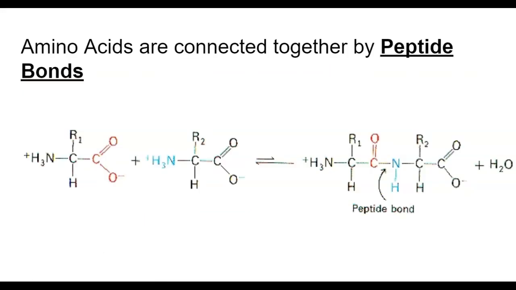Well, how do we connect them together? Well, they're connected by bonds, right? So molecules are connected by bonds. Write this down.